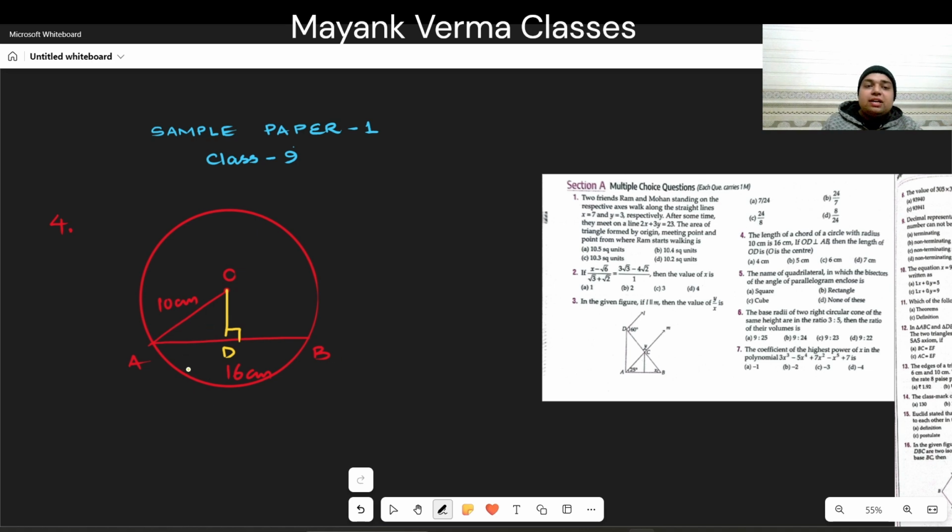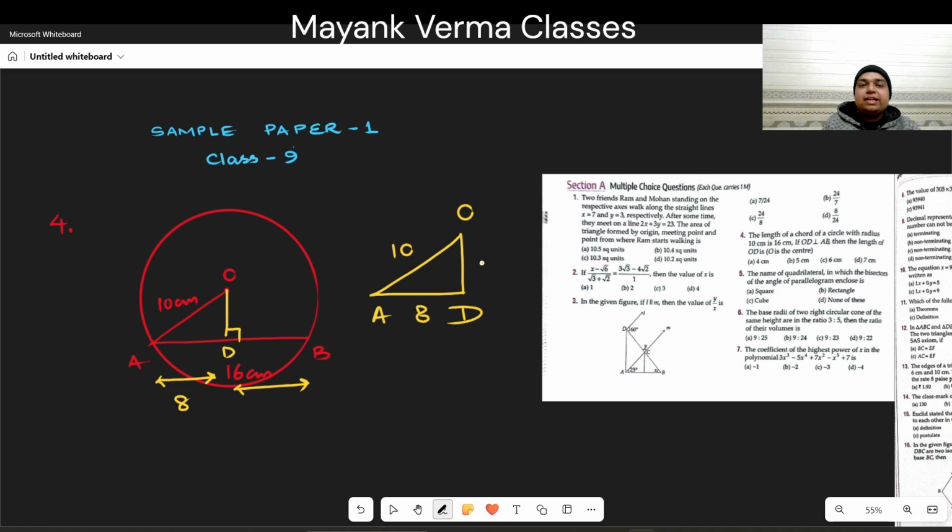So now if you remember, whatever is perpendicular to the chord will bisect the chord itself. Okay, so you can say that AD is equal to DB. So 16, half of 16 will be 8. So this is my triangle, that is A, D and O. This is 10 and this is 8. Let's say this is X.